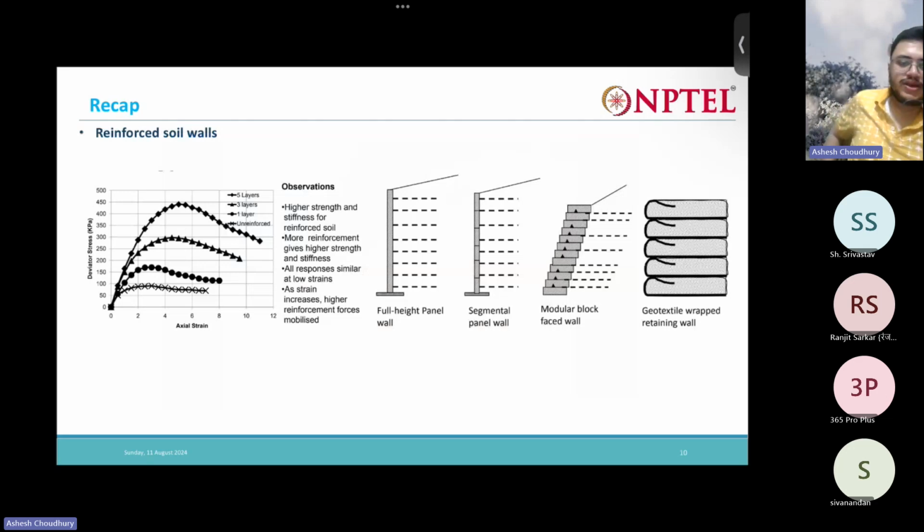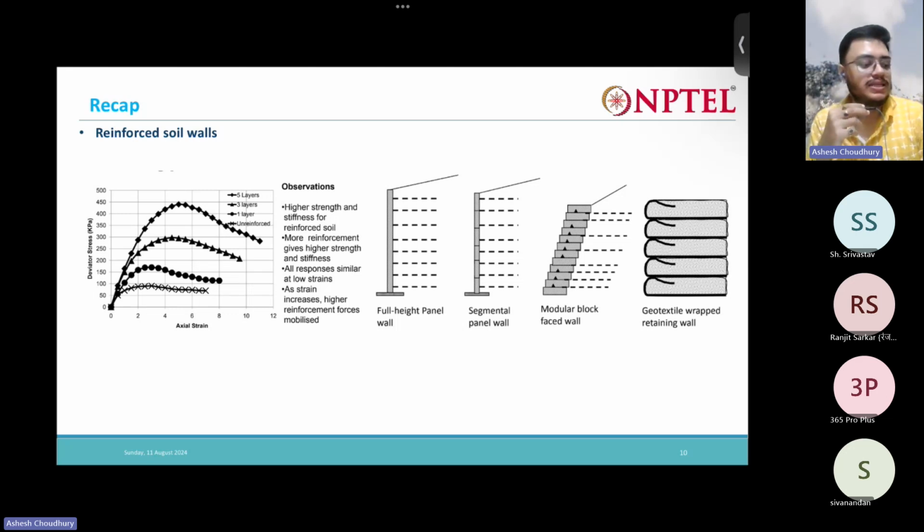Yeah. So this figure, whatever you are seeing, the first figure, we actually already saw in the previous class, right? As the number of layers of reinforcement in the soil increases, the strength of the complete reinforced soil increases. For unreinforced soil, we have this curve, and for the soil with 5 layers of reinforcement, we have this curve. Clearly we can see that a very high amount of load the reinforced soil is able to take. So what are the observations? Higher strength and stiffness for reinforced soil. More reinforcement gives higher strength and stiffness.